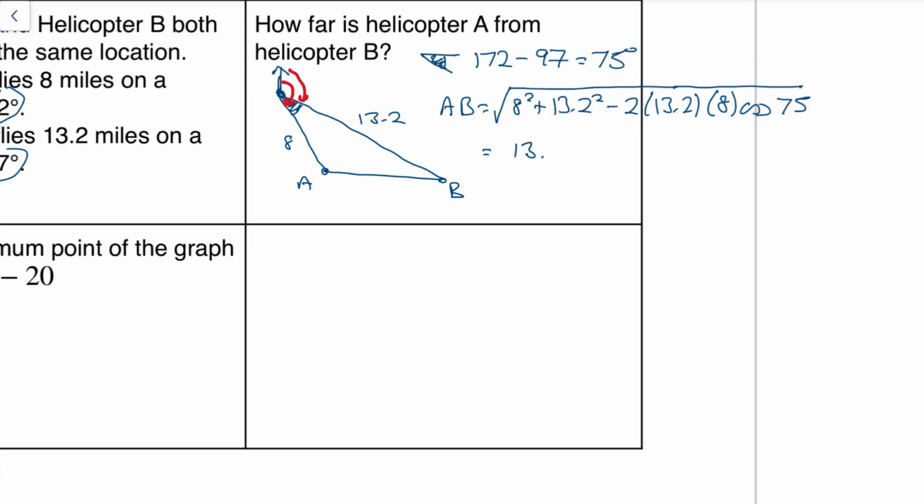And that gives me 13 point, well, it says 549.07442, but I'm going to say 13.55, let's say, miles. And that's going to be my final answer.